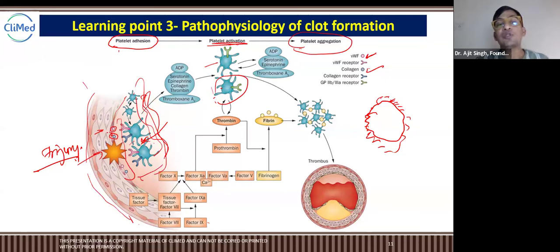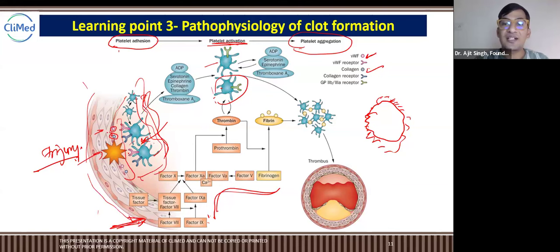Now the second part starts. What is this part called? Can someone tell me the name of this part, guys? Clotting factors, clotting cascade. Have you understood? That is called the coagulation cascade.